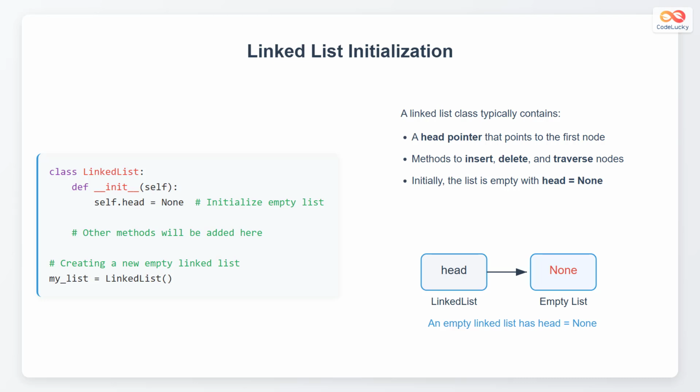Now let's see how to initialize a linked list. Here's the code for the same. A linked list class typically contains a head pointer that points to the first node and methods to insert, delete, and traverse nodes. Initially, the list is empty with head equal to None. Below this, a new empty linked list is created by calling the LinkedList constructor. In the diagram, we can see that initially the linked list is empty. Therefore, the head pointer points to None, indicating an empty list.